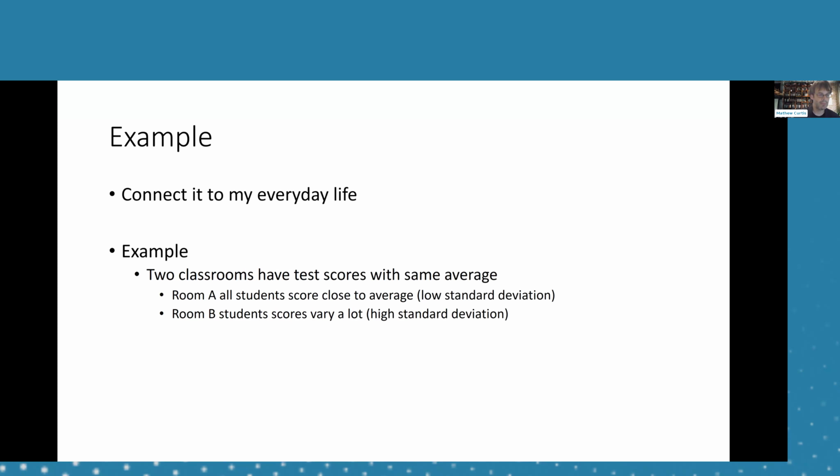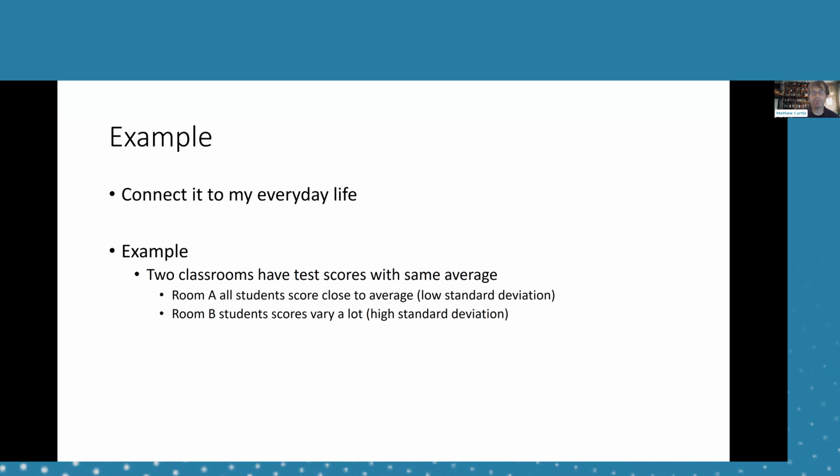So here now we're in the E for ADEPT, and we're trying to connect it to the students' everyday lives. Again, there's lots of examples you could give, but here I say to the students, there's two classrooms, and the two classrooms take a test, and their scores are all the same. So classroom A and classroom B have the same average. But in room A, all the students score very close to the average. The average is 85, and nearly all the students score between 80 and 90. So they're all very close to the average of 85.